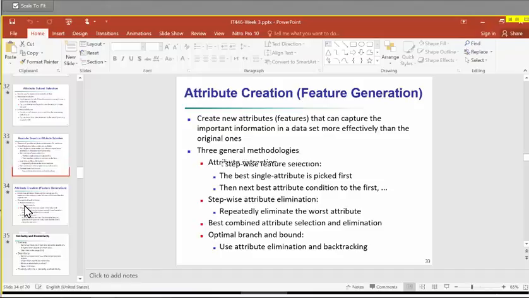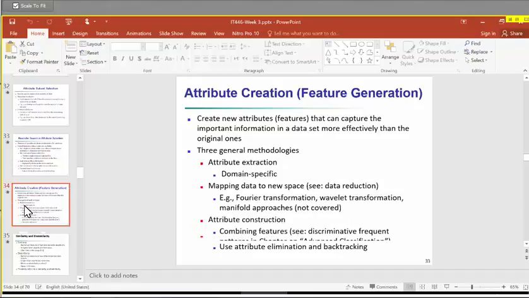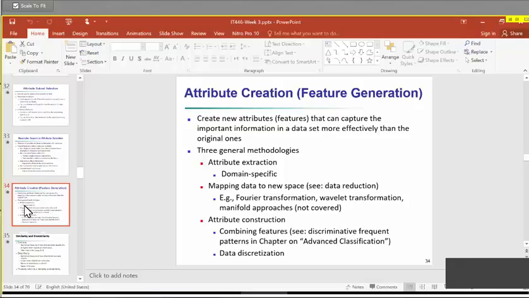So, attribute creation. First we were selecting the already present attributes. Now we can also create attributes. There could be several techniques for doing so. We can create new attributes that can capture the important information in a data set, and this information can be captured in a more efficient or effective manner as compared to the original ones.